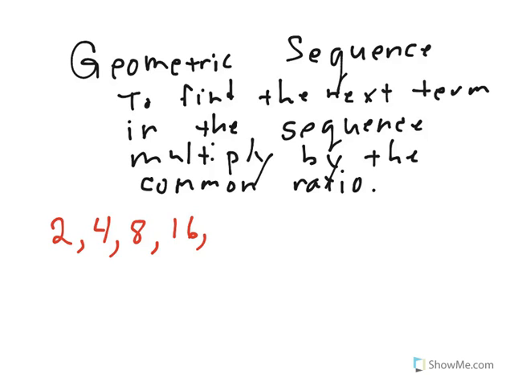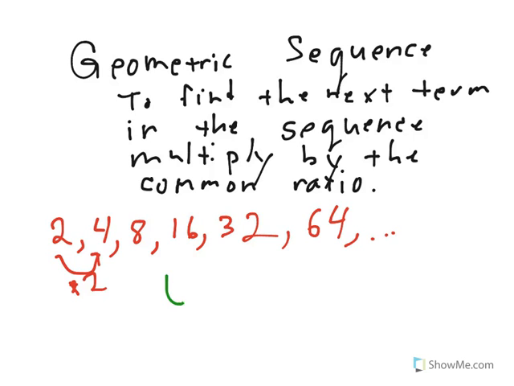For a geometric sequence, to find the next term in the sequence, you multiply by the common ratio. So if we look at this sequence, we can see that by multiplying, we're going 2 times 2 is 4, and 4 times 2 is 8, 8 times 2 is 16, 16 times 2 would give us 32, and that times 2 would give us 64, and so on.